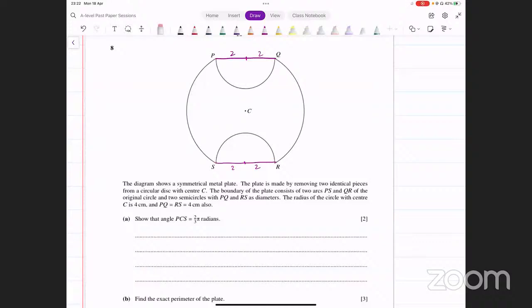Okay, let's mark the angle PCS first. PCS, that's going to be this angle here. You understand this angle. Now, how do you figure out this angle? Let's try to think about it.